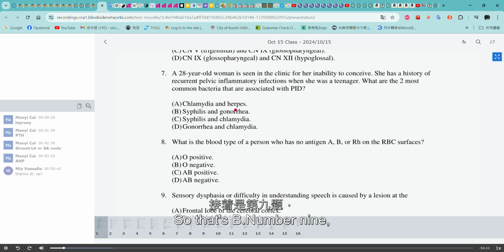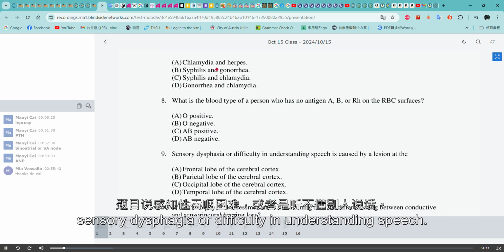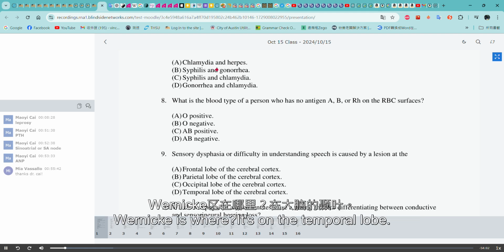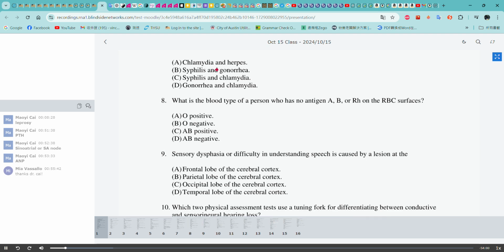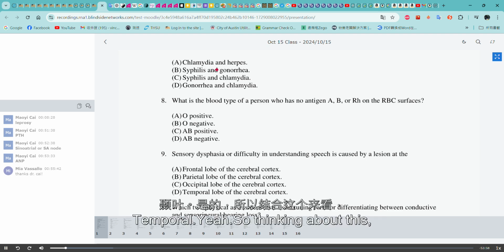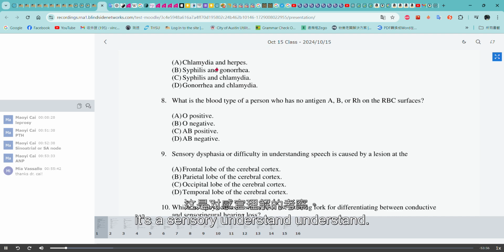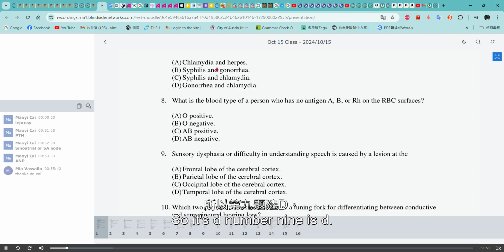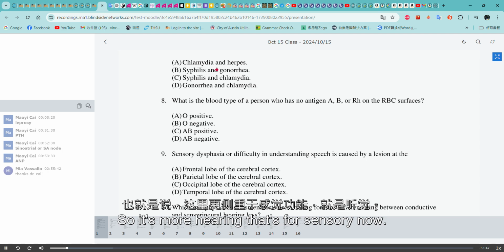So that's B. Number 9, sensory dysphagia or difficulty in understanding speech. Understanding speech is what we call Wernicke's area. Wernicke is on the temporal lobe. Thinking about this, it's sensory, understanding. To understand, you have to hear it, right? Kind of related to the hearing. So it's D. Number 9 is D. So it's more hearing. That's for sensory.